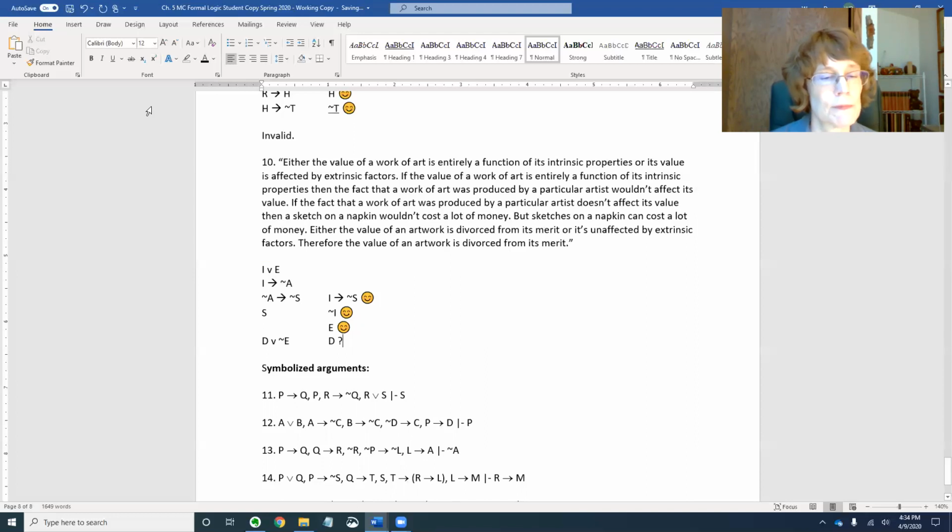Okay, well, let's see. This is an or statement, D or not E, but we know E. E is the opposite of not E. So basically what we're saying is it's either D or it's not E, but it's not E. So it's got to be D. Valid. Very good. So 10 is valid.